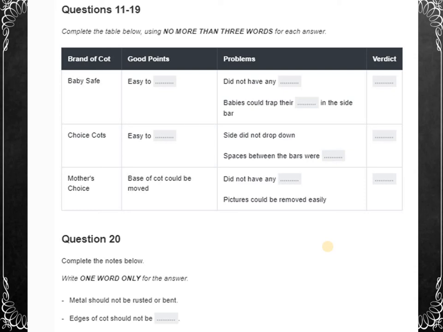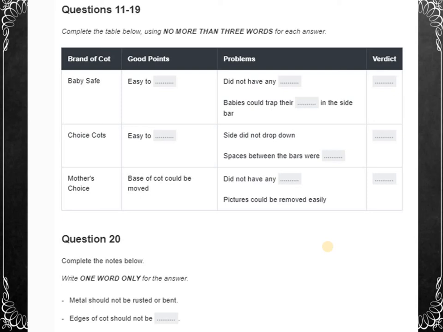The first cot we looked at was by Baby Safe, and it had several good points to recommend it. Our testers liked the fact that it had 4 wheels, so it was easy to move around. The only slight problems with this cot were that it had no brakes, but they didn't think that mattered too much. At first, they were a bit concerned about the side bar because they felt babies could trap their fingers in it. But our testers felt that this was unlikely to happen, so they've given this one a verdict of satisfactory.